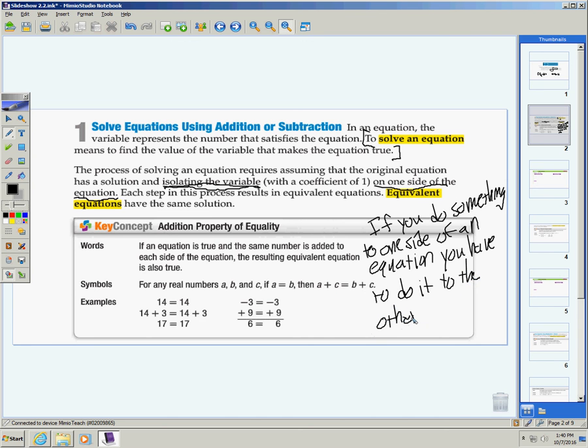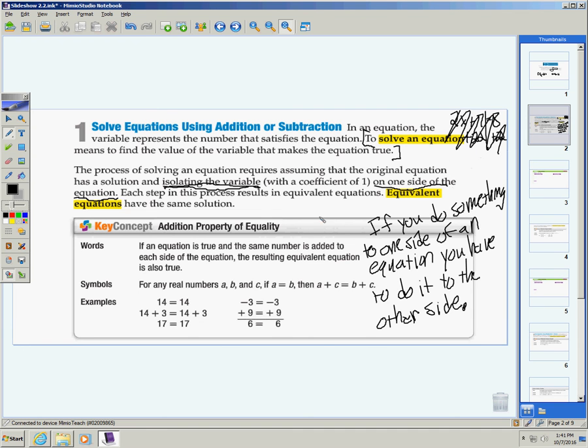So to give you an example, let's say I've got this equation. I've got 2x plus 7 equals 8. If I would add 22 to the left side, I would have to add 22 to the right side as well. You always have to do the same thing to both sides of an equation. That's what the addition property of equality is going to tell us.